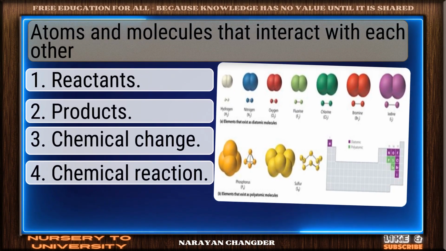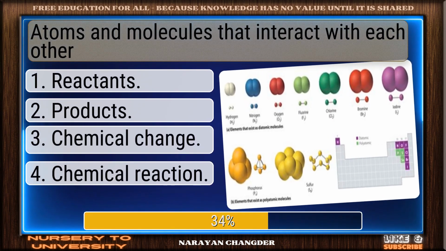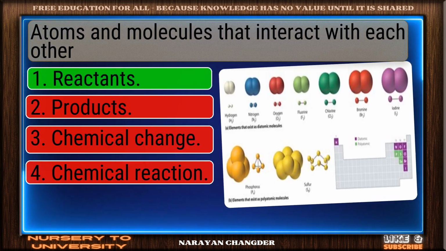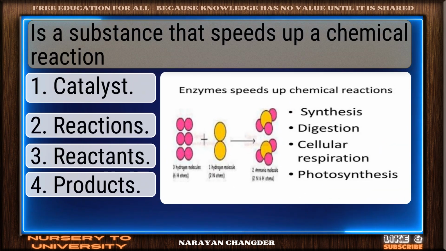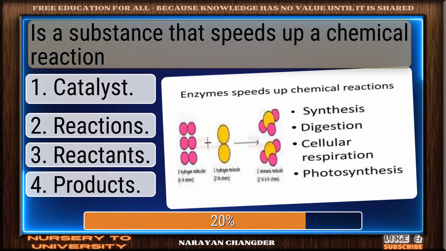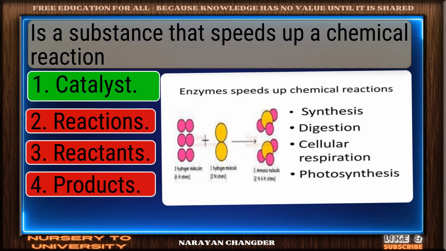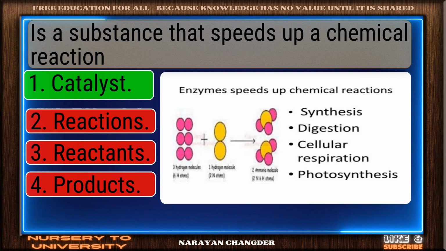Atoms and molecules that interact with each other. Valid point. Reactants is true. A substance that speeds up a chemical reaction. On track. Catalyst is the correct answer.